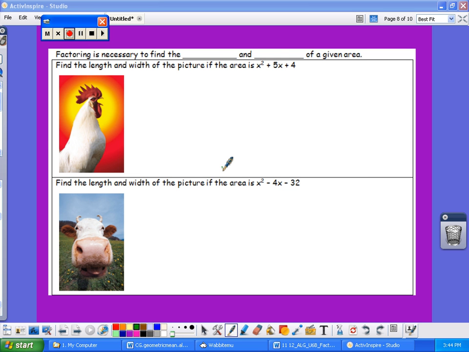Another purpose of factoring a quadratic is if I have a rectangle and I want to find the sides of the rectangle. So factoring is necessary to find the length and width of a given area. So let's talk. Find the length and width of the picture if the area is x squared plus 5x plus 4. So let's talk about area and everything.